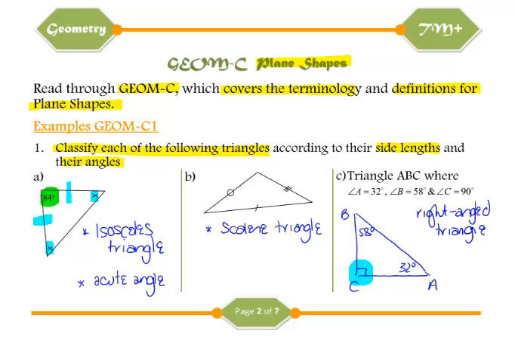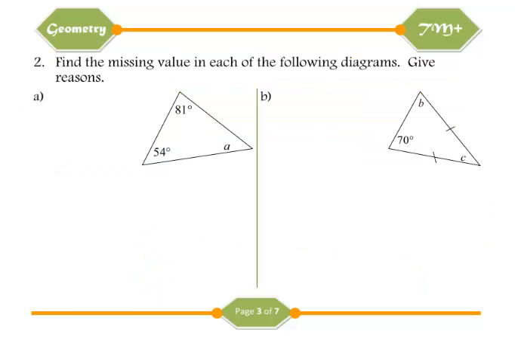Now because all angles are different, you could also say it's scalene. Okay, let's move on. Find the missing value in each of the following diagrams and give reasons.